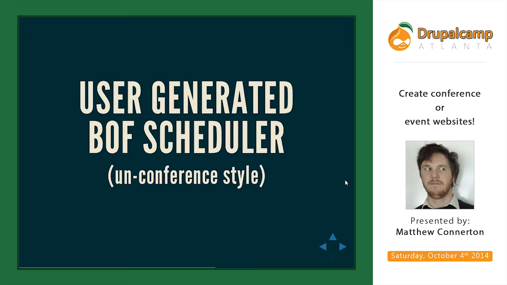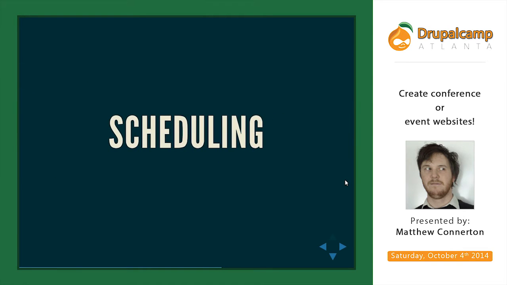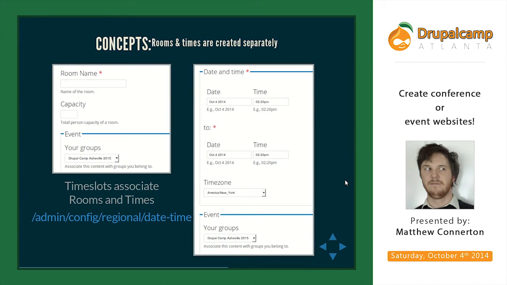Great. So let's see what's next. Scheduling. So there's one concept to understand here: the rooms and the times on a schedule are created separately. So we create all of our rooms, just a room name, and we do have a field for capacity. And here's the event, your groups, where you select what event this is for. And then the same thing for the time. Give it a date and a time, select the time zone, and then your event that it's going to go for.